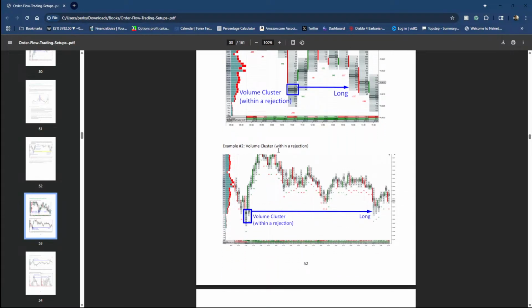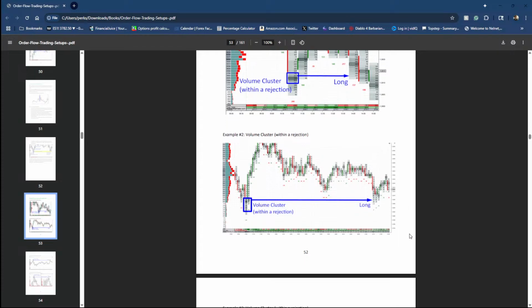So next, volume cluster in a bounce. We have that large volume cluster. It's actually over 2 candlesticks here. And then the next time price comes to there, you would enter long, right?